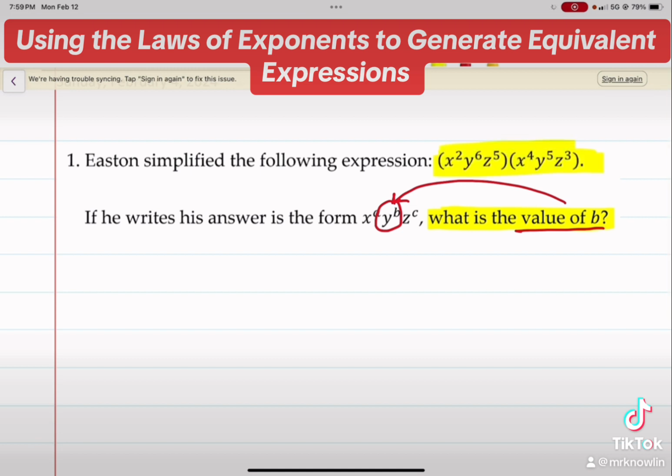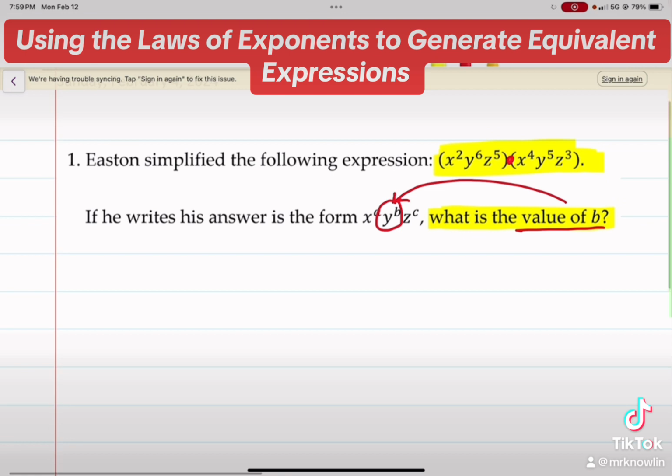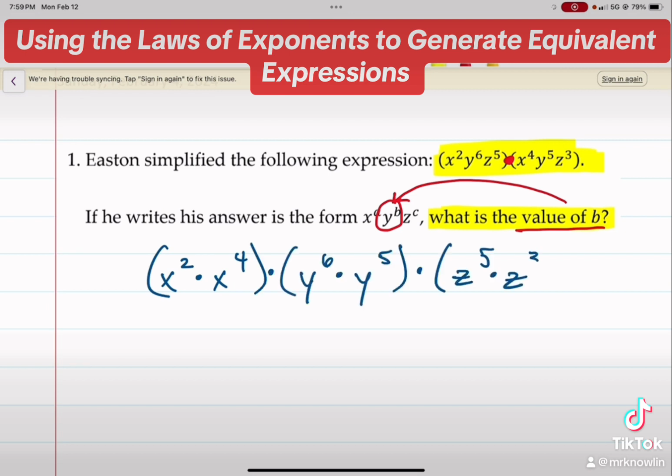In this expression, these two groups are being multiplied together. Now within each group, those variables are being multiplied as well. So we're allowed to regroup it. We can do this. Now we're only looking for the value of b, so we're going to only focus on the y group, y to the 6th times y to the 5th.